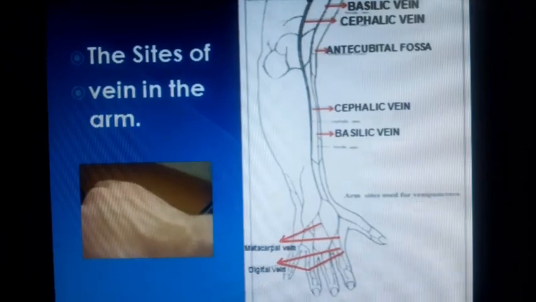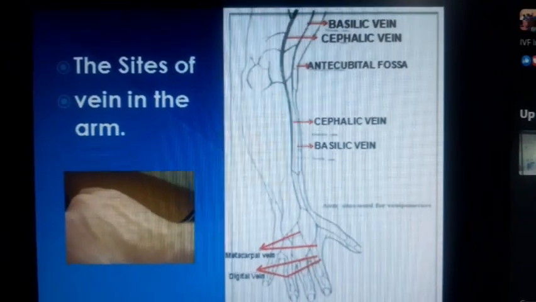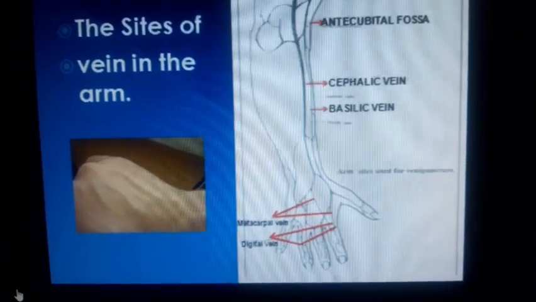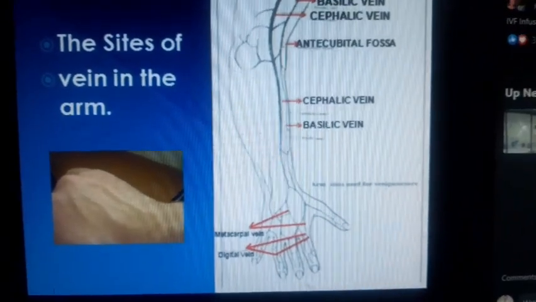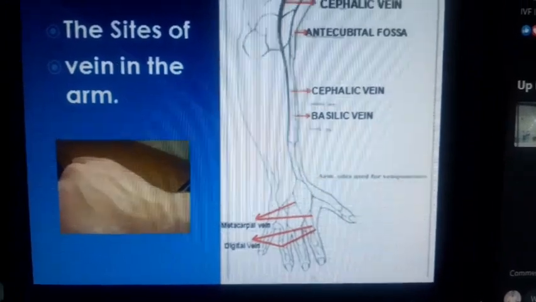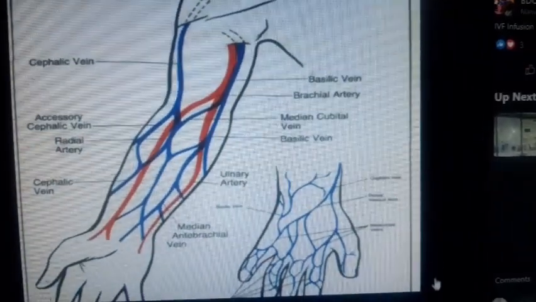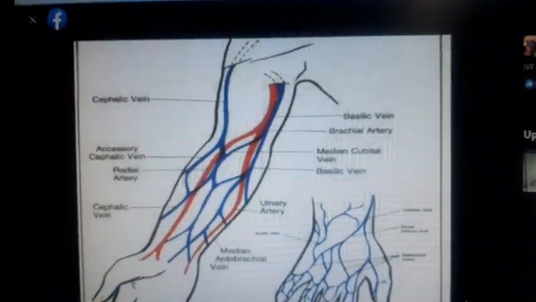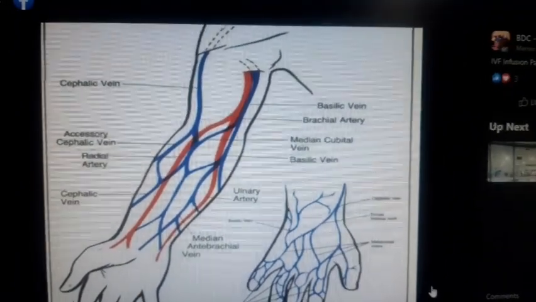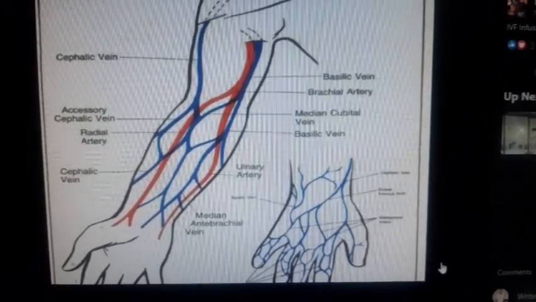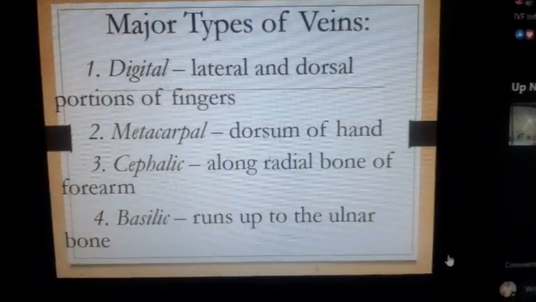So this is the vein that we are going to use. We see the sides of the vein of the arm: the cephalic, the antecubital fossa, cephalic, and basilic vein. We have the metacarpal and the digital vein. Okay. And then we have the other picture. Hold the needle with the catheter at a 15 to 30 degree angle with the bevel up. So this is how I show you. These are the first major types of veins. So this is how it is done. And then insert the catheter through the skin and into the vein in one thrust.